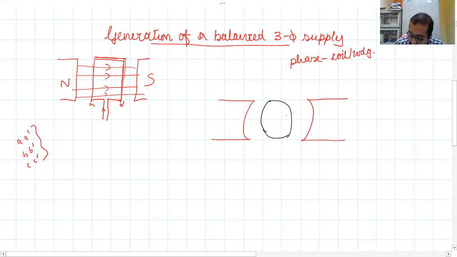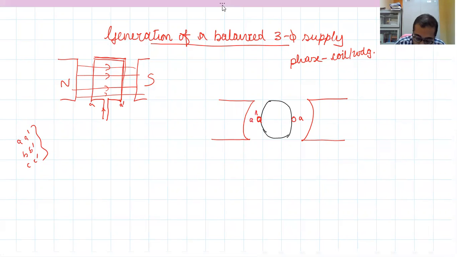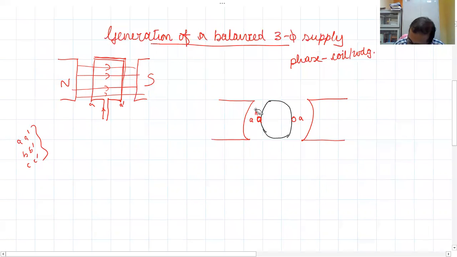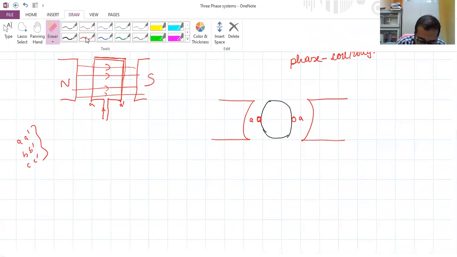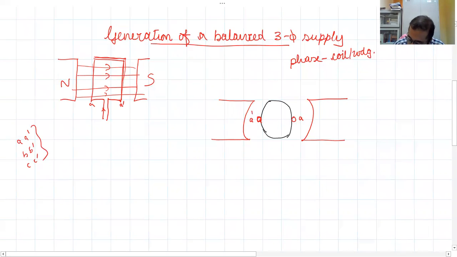Let me mark this first here. Here I have conductor A, and this is the return path A dash. It will be wound throughout. This is the rotor, a cylinder kind of thing, and we are just taking the cross-sectional view. If this is A, it will be wound across the rotor to A dash, something like this.